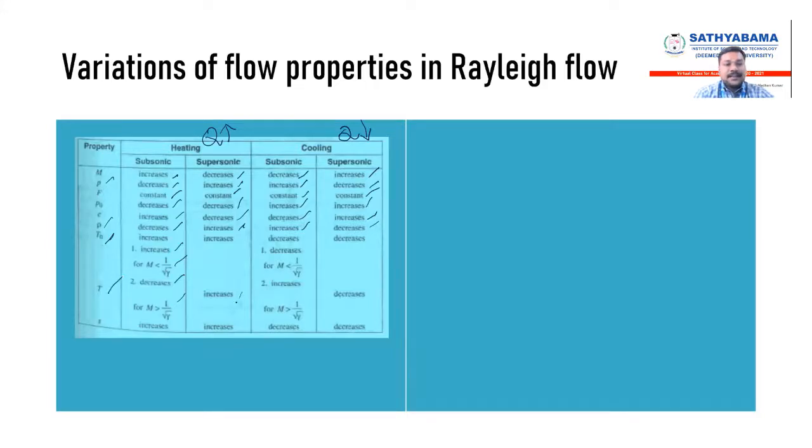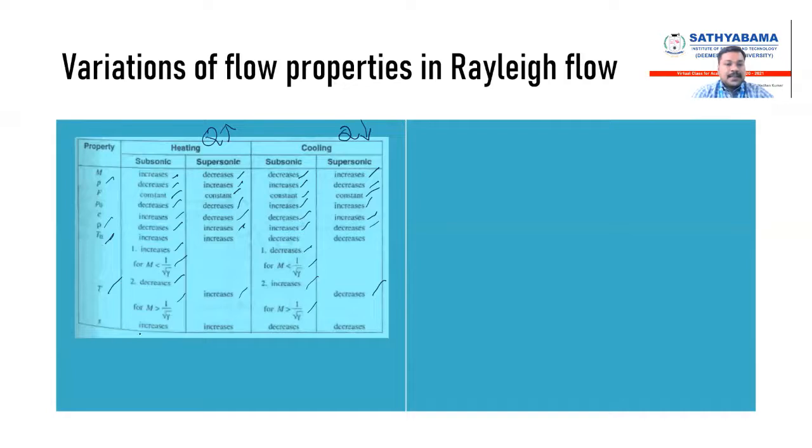Similarly, retaining the condition M less than 1 by root of gamma is not required in the supersonic region, because temperature is always increasing in supersonic flow during heating, as well as decreasing during cooling. In subsonic flow only, we consider the transonic effect. So for M less than 0.84, the temperature decreases, and for M greater than 0.84, the temperature increases. So it is vice versa. The process of heating and cooling is always a vice versa process.